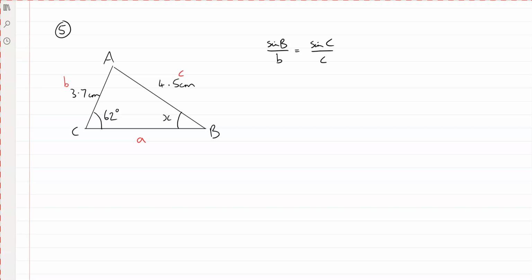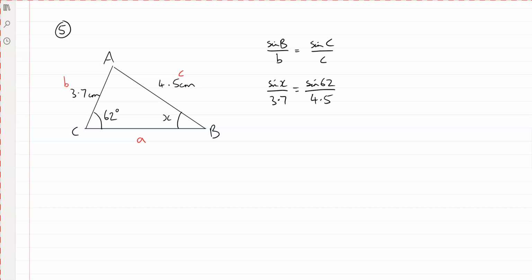So sine B over b, so sine X over 3.7. So sub them into our formula. Remember the capitals stand for the angles: sine X, lowercase b is on the left, 3.7, equals sine C. Here is capital C, 62, and here is lowercase c, 4.5. So sine C is sine of the angle, 62, over little c, which is 4.5.